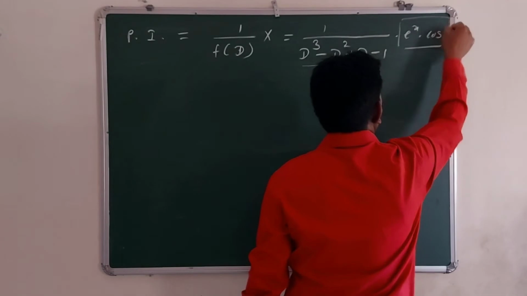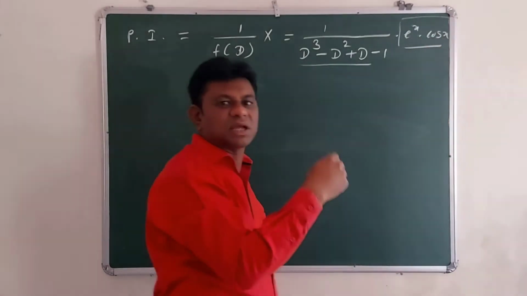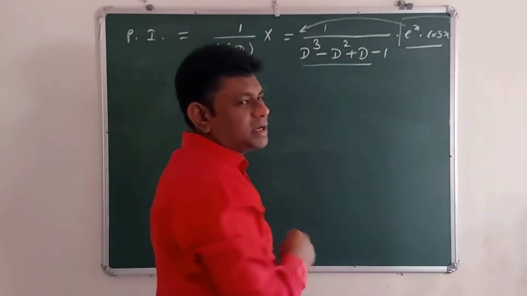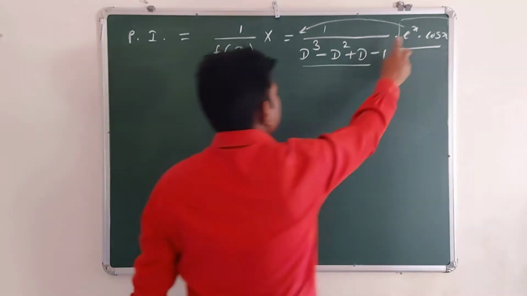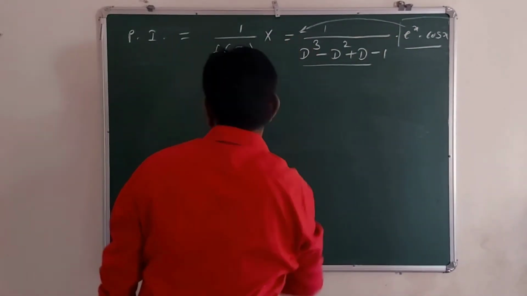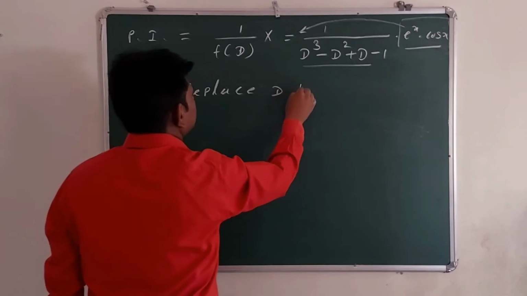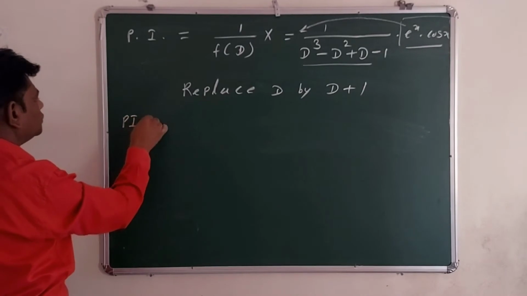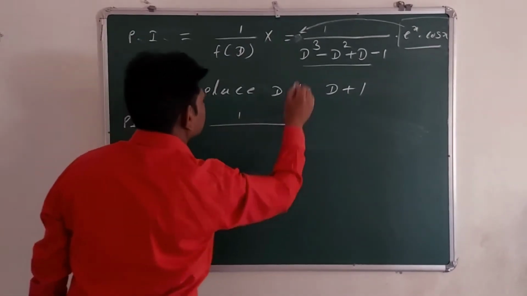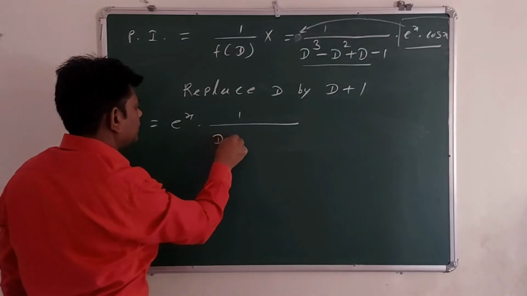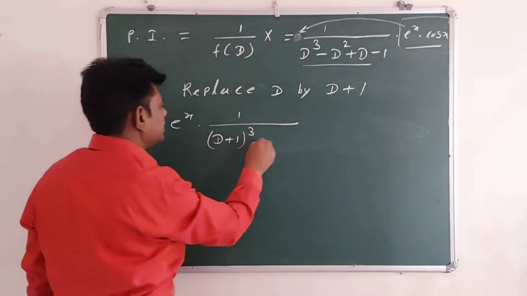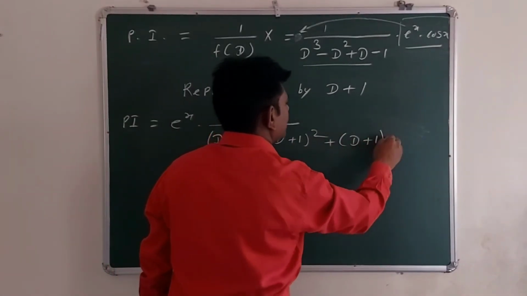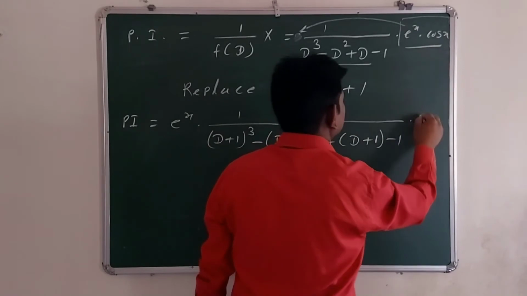Now this is the product of two functions, e to the power ax times V, and here V is cos x. So we replace D by D plus 1. Therefore PI is equal to e to the power x times 1 upon D plus 1 to the power 3 minus D plus 1 whole square plus D plus 1 minus 1, acting on cos x only.